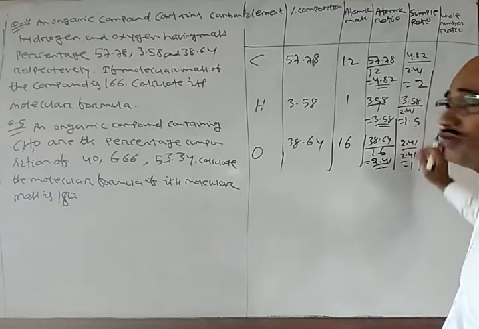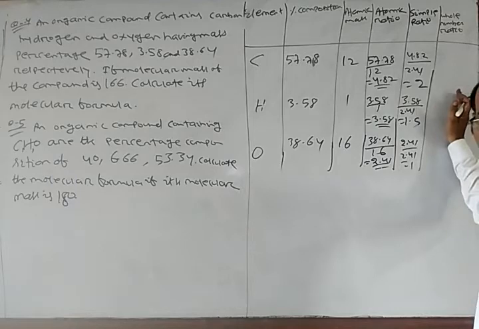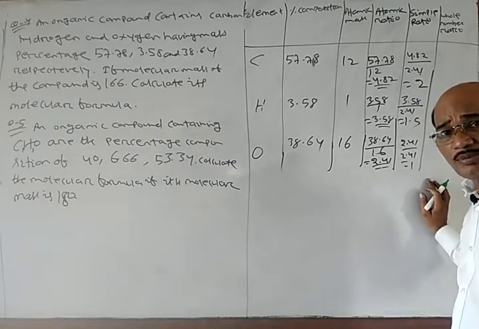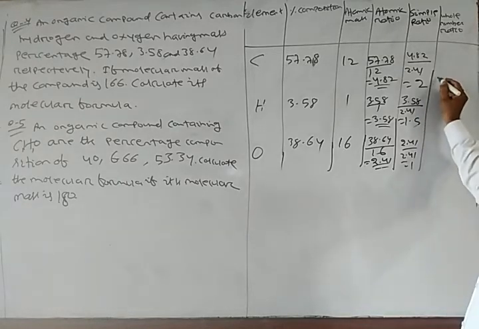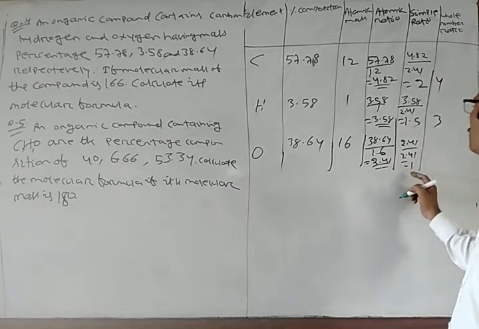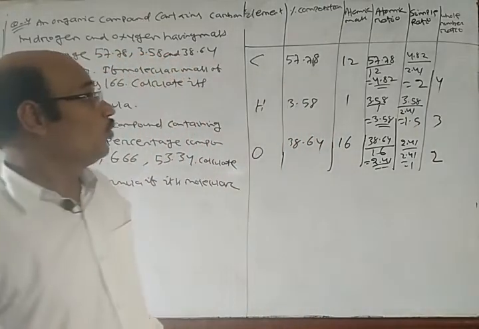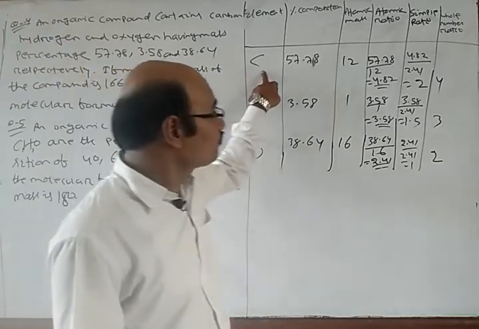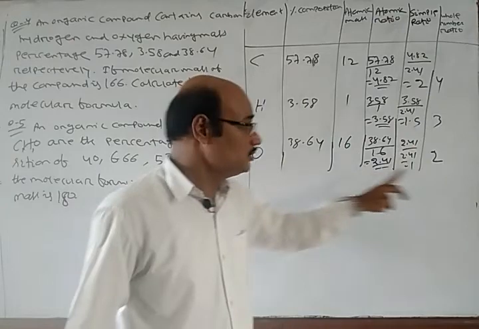But this is not a whole number ratio. After this, you convert this into a whole number ratio. So 2, 1.5 and 1 can be converted to whole numbers by multiplying all by 2. So 2 into 2 is 4, 1.5 into 2 is 3, and 1 into 2 is 2. So 4, 3, 2 is the simple whole number ratio. That means carbon 4, hydrogen 3, and oxygen 2.